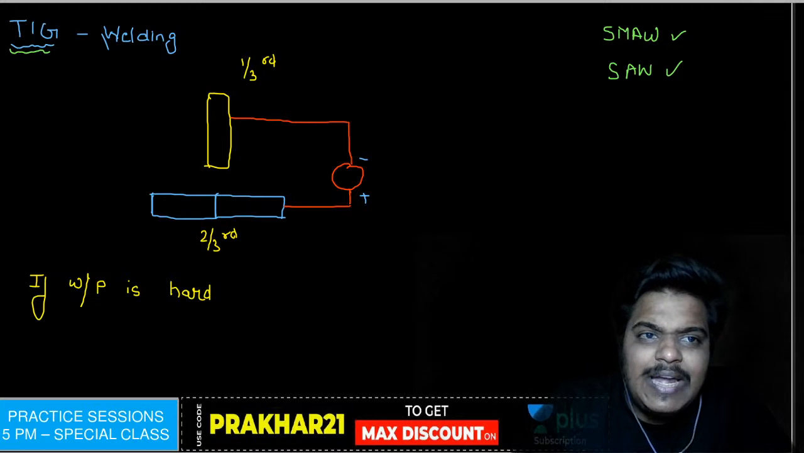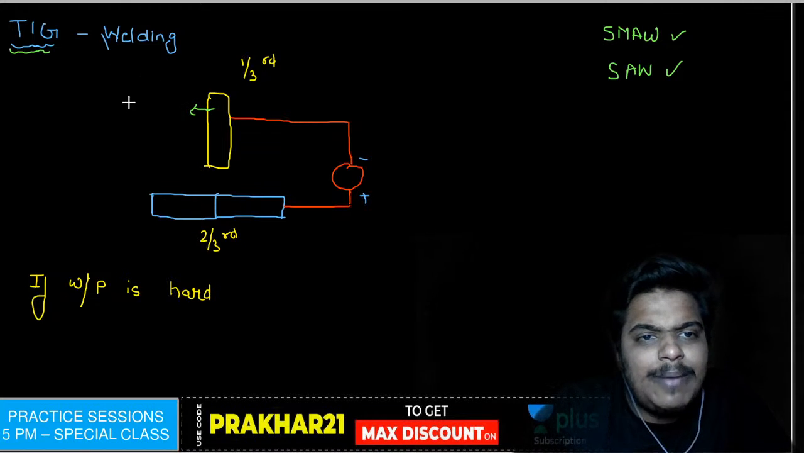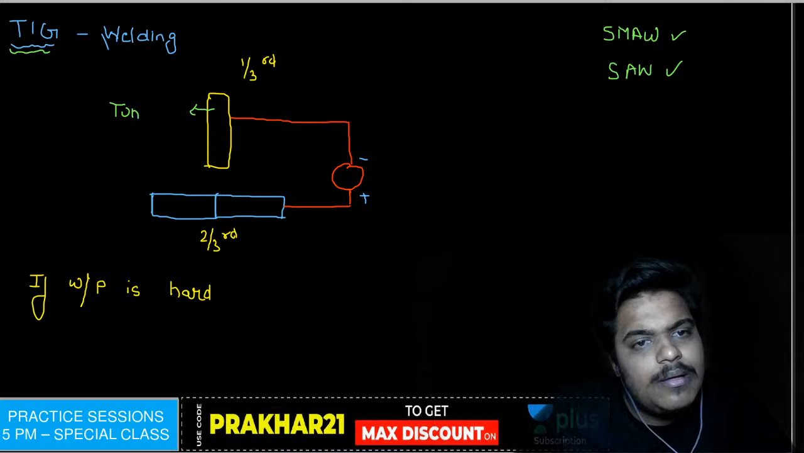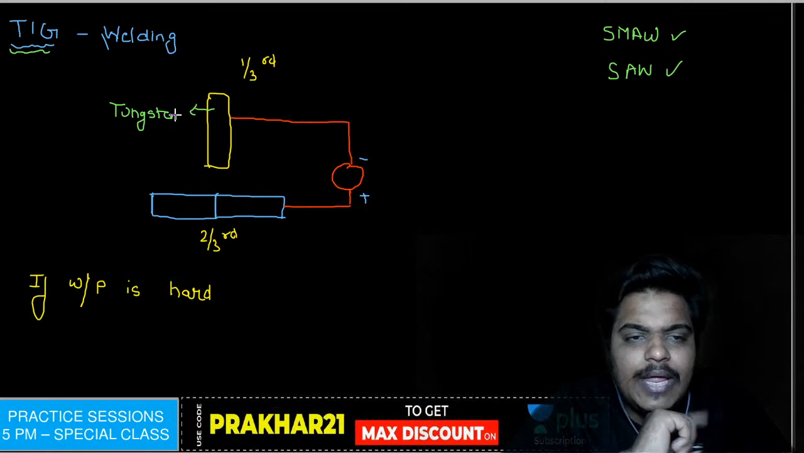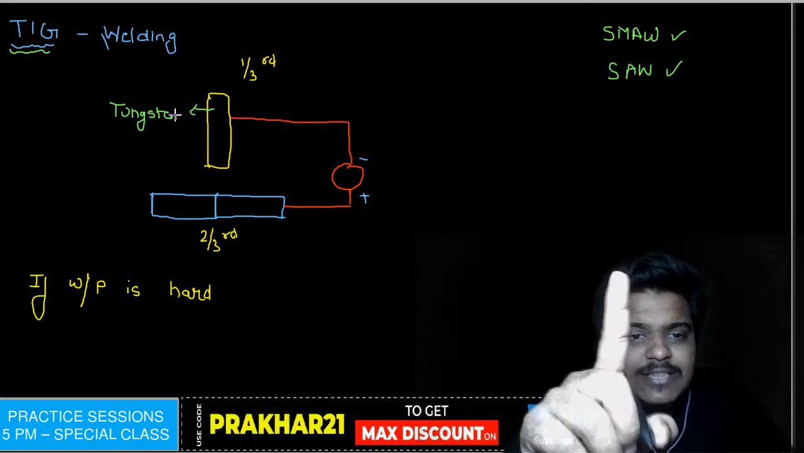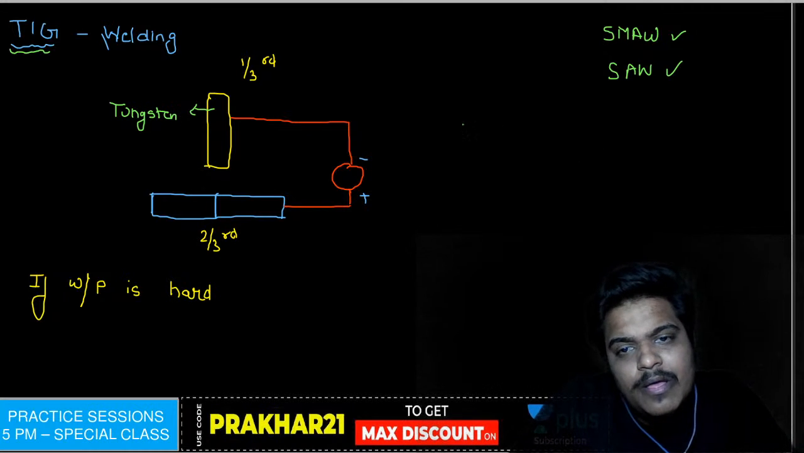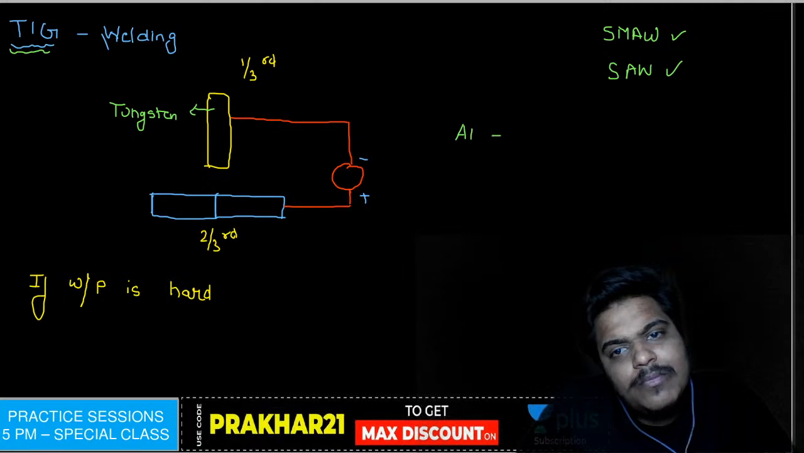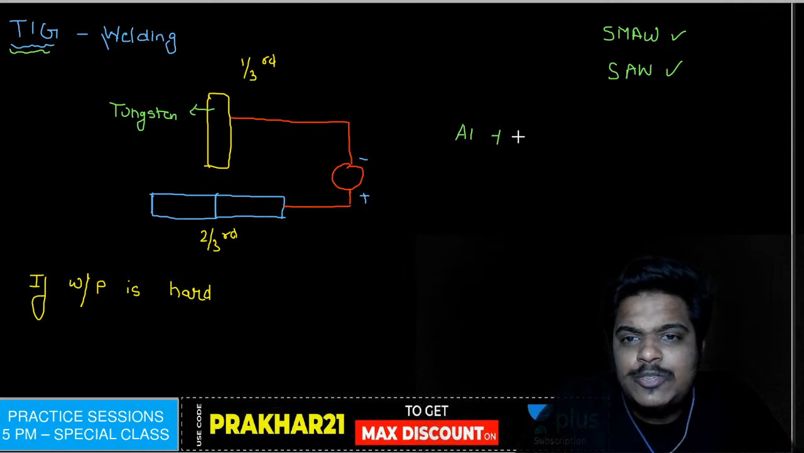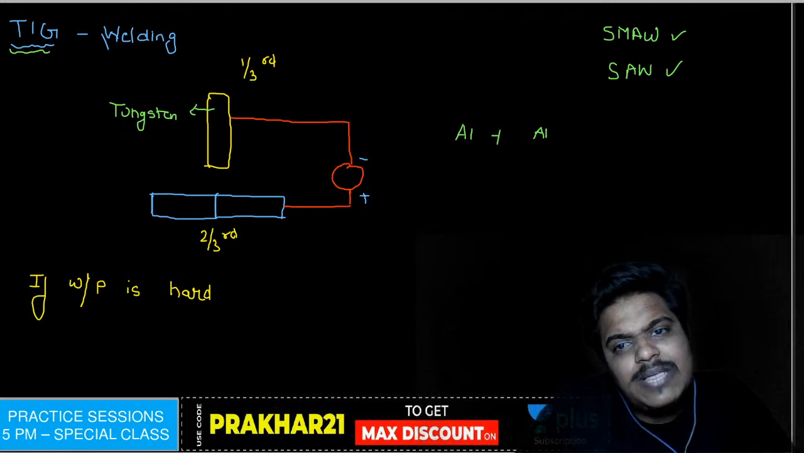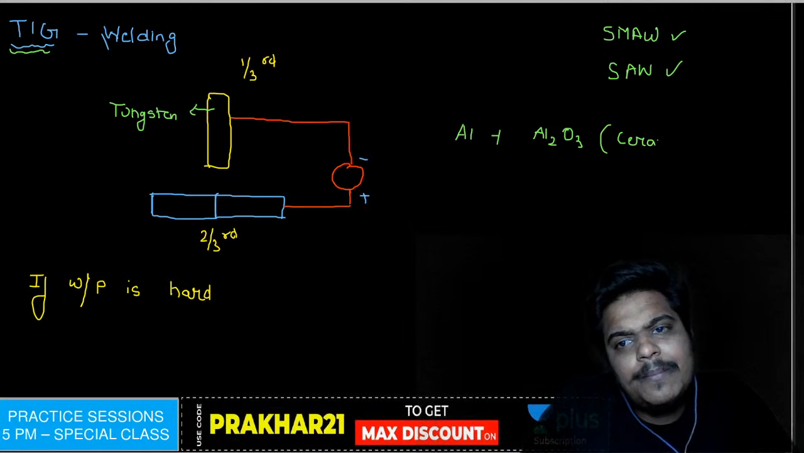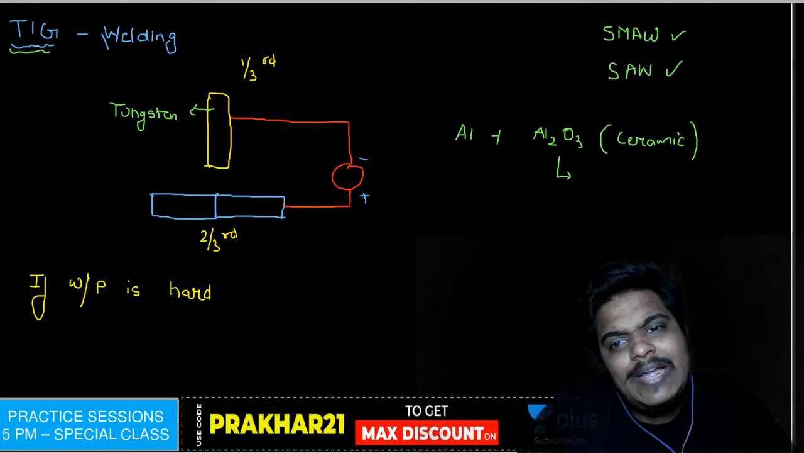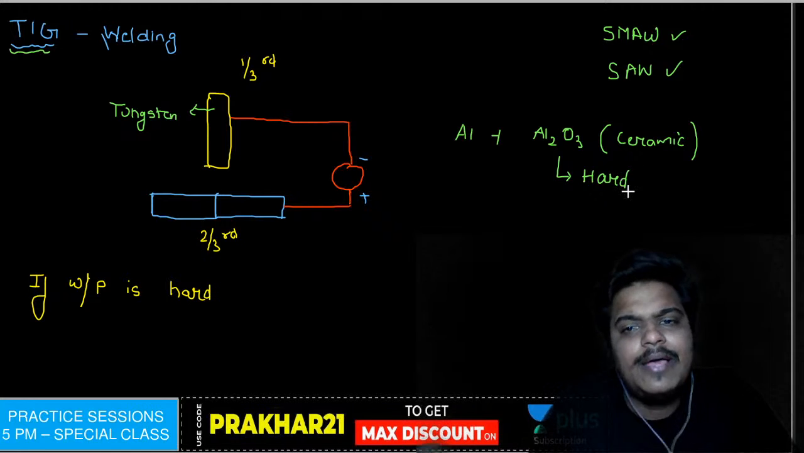Now in TIG welding, the electrode is made up of tungsten. Please pay attention. If you take aluminium, as soon as you place it for welding, it forms a layer of Al2O3. We have seen this. This is ceramic in nature and it is quite hard. Yes or no?